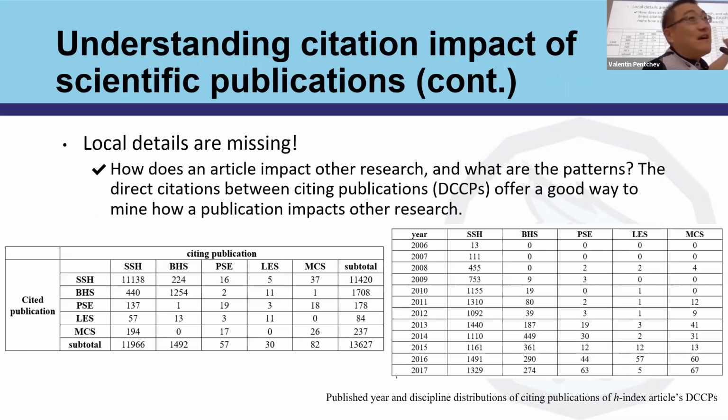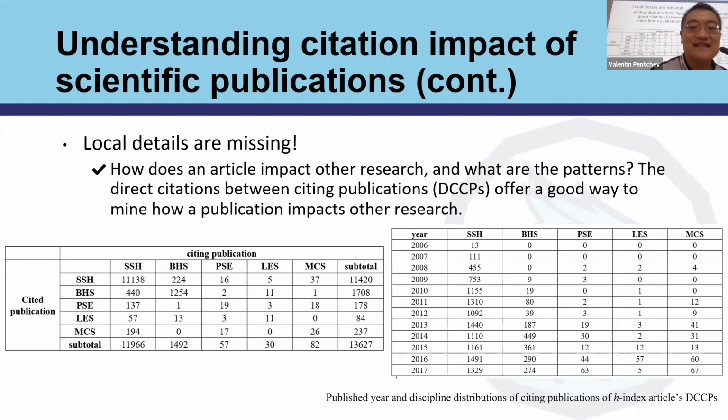Okay, so these are the 5 domains I consider. SSH is social science and humanities, BHF is biomedicine and health science, PSC is physical science and engineering, LES is life and earth science, and MCS is mathematics and computer science. And in the right table, we can find the published year and discipline distributions of the citing publications of H-index articles. Direct citations between citing publications, so it's kind of complicated.